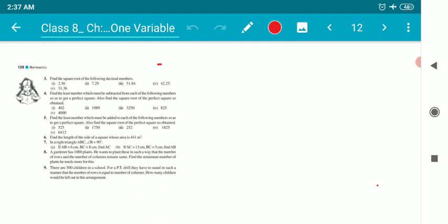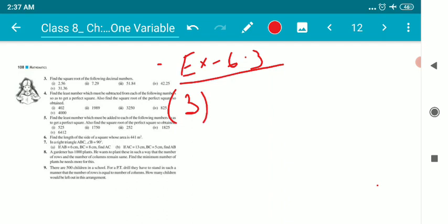Children, we have been dealing with the chapter Square and Square Roots, and we are dealing with exercise 6.3. We have already done question number 1 and 2. Now, children, we are going to deal with one of the most important and useful concepts of square and square roots in this video. Let us have a discussion on that.